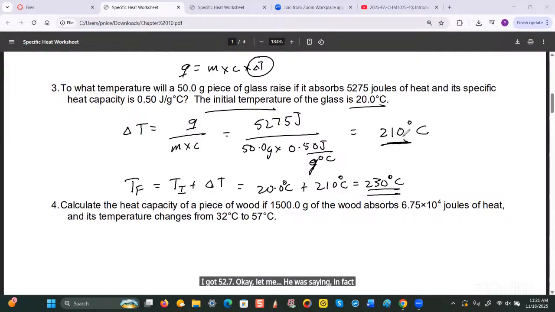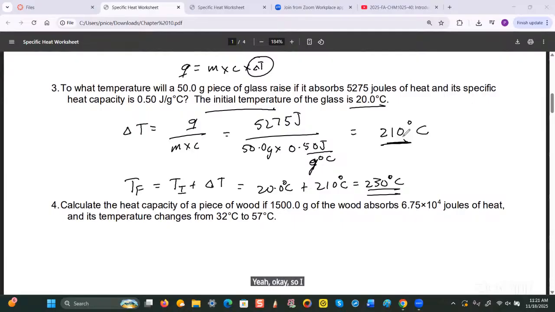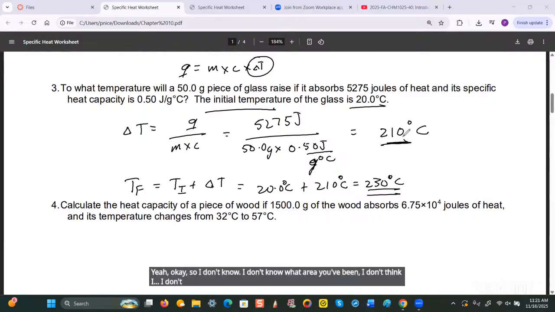5,275 divided by 50 times 0.5. I got 211, which I rounded off to 2 sig figs to get 210. So I don't know. I don't know what error you made. I don't think this time I've made an error.